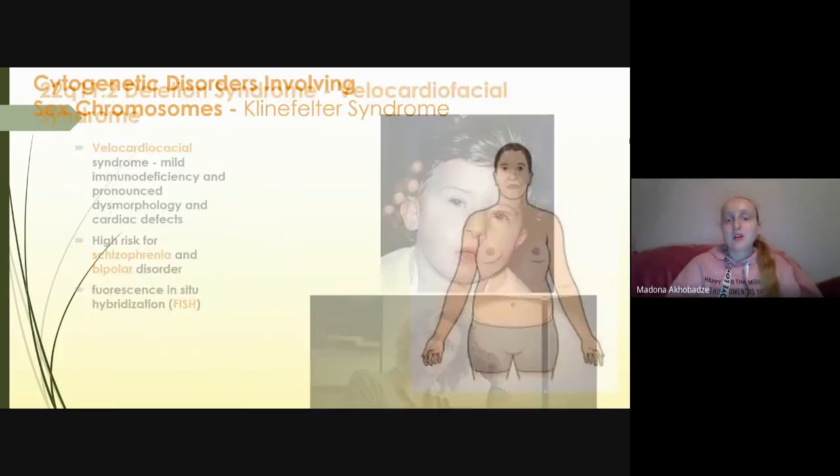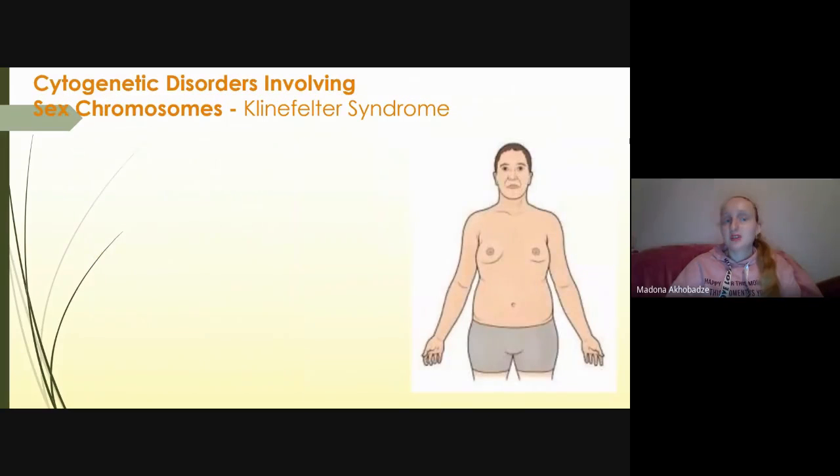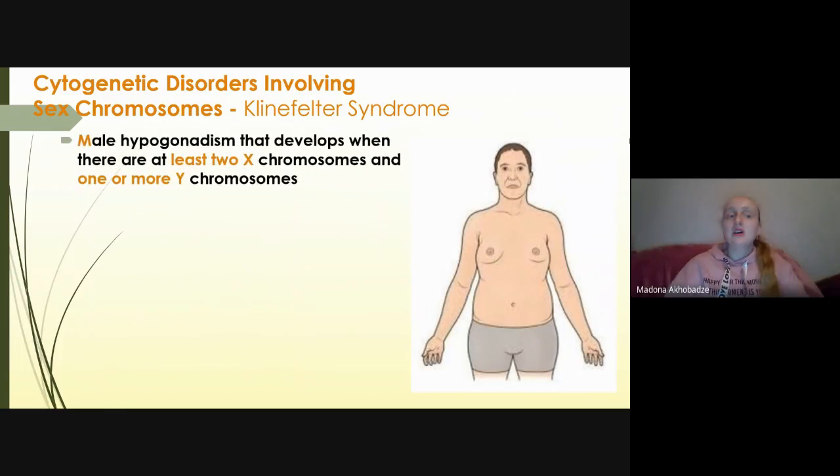Okay, and Klinefelter. So these were all autosomal diseases, linked with the autosomal chromosomes. Now let's talk about the sex chromosomes and disorders linked with the X and Y chromosomes. The first disorder is Klinefelter syndrome. It's a male hypogonadism that develops when there are at least two X chromosomes. It means male, but with two X chromosomes and one or more Y chromosomes.